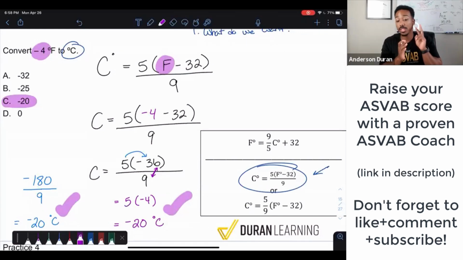So remember, guys, 2 steps here. First step: what am I looking for? If it's Celsius, go with the formula that starts with Celsius by itself. If you're looking for Fahrenheit, pick the formula with Fahrenheit by itself. And then the second step is plug in what you got into the formula and then go through the math. So here's the thing.